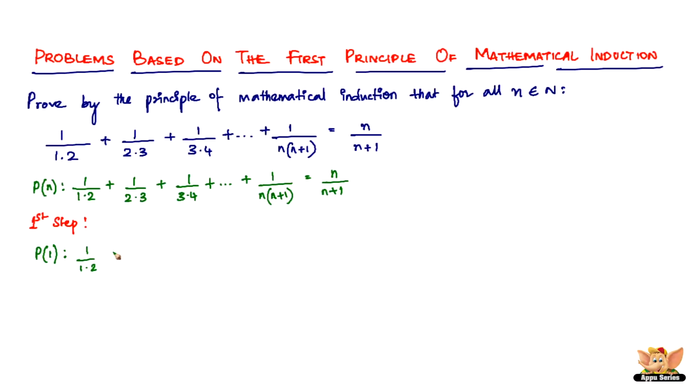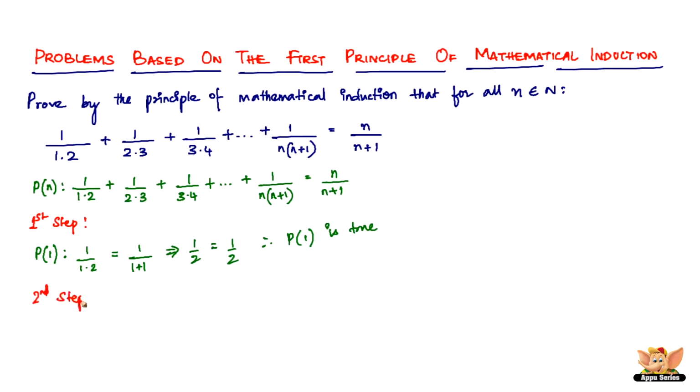So now equals n. So n, you need to replace n by 1. So 1 divided by n plus 1, which is nothing but 1 plus 1, which is 1 by 1 times 2 is 1 by 2. So 1 by 2 equals 1 by 2. So therefore, P of 1 is true for all the values of n that belongs to natural numbers. Alright. So we prove that P of 1 is true. That's the first step. So now what's the second step?